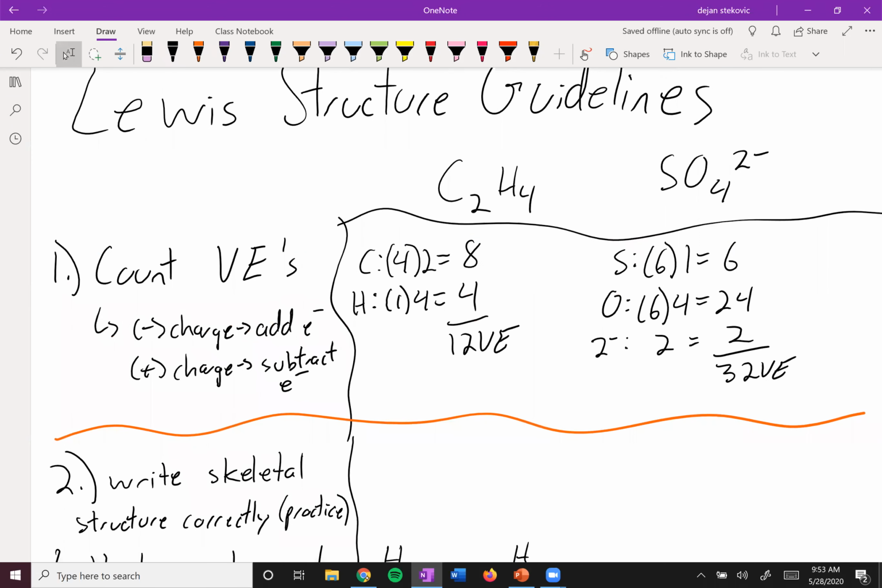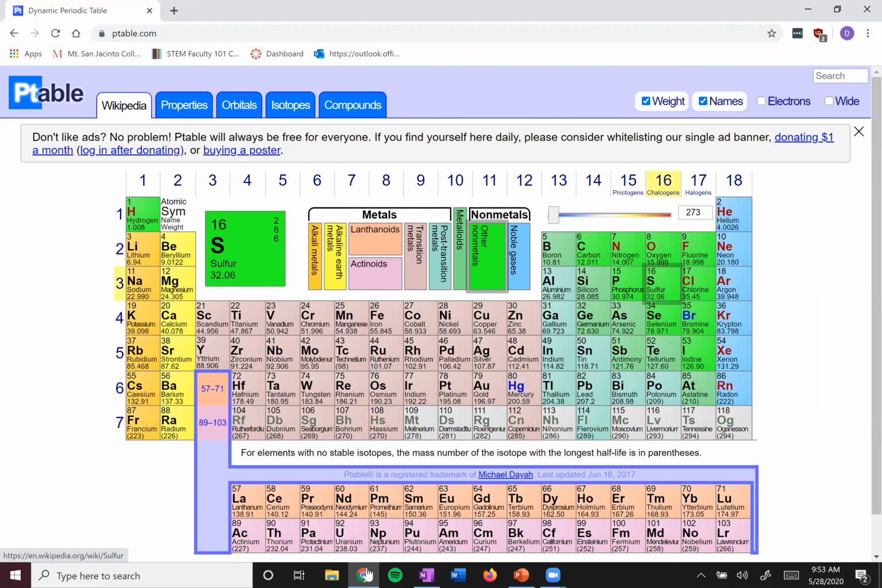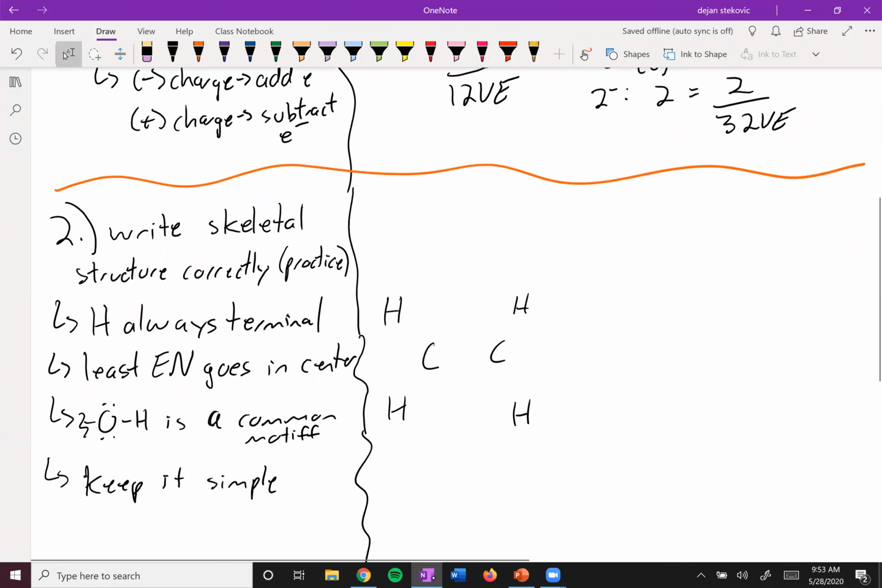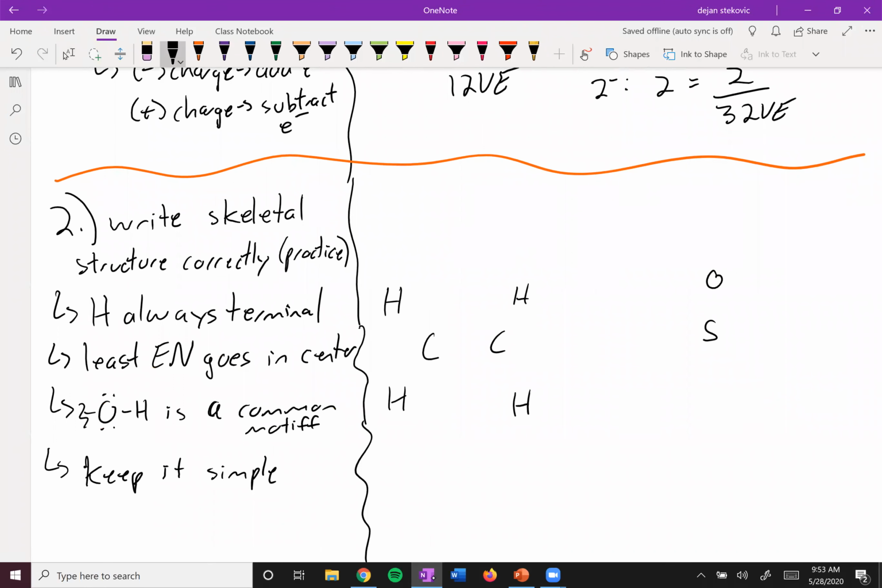Then we have SO4. Oxygen is up here, sulfur is down here. Top right is more electronegative, so sulfur is the least electronegative, so it goes in the center. And then we're just going to surround it by all the other oxygens because we're going to keep it simple.